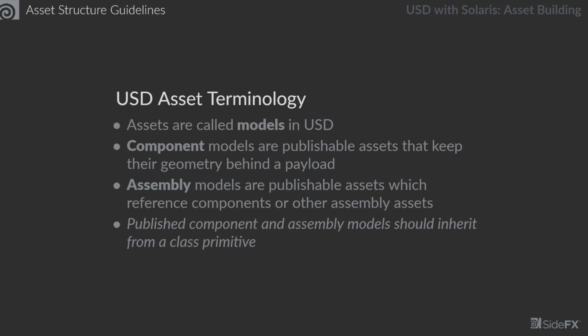And another thing just to keep in mind is you should publish component and assembly models, and they should inherit from a class primitive. That's going to become a little bit more clear in the coming parts to this course, but just know that there should be this class primitive, and our models are going to inherit from that. That's an important thing to keep in mind. That allows you to update your geometry downstream very easily once you create it, and maybe even populate a whole scene with it. Gives you a place to be able to make quick adjustments to your models.